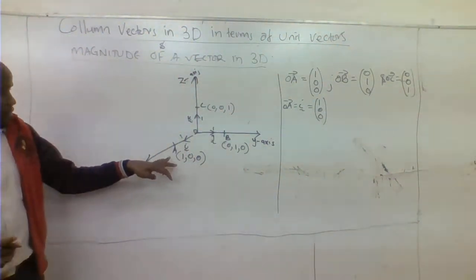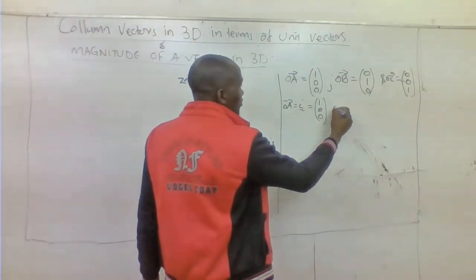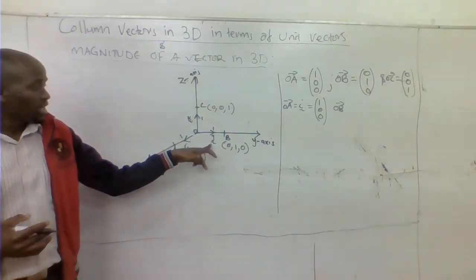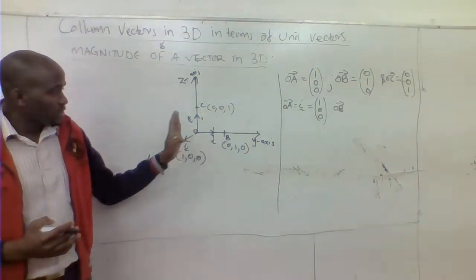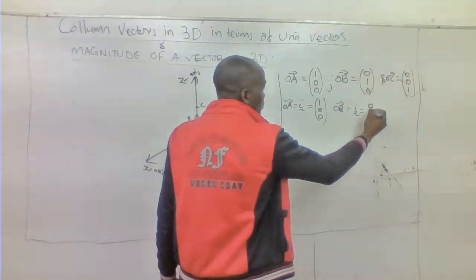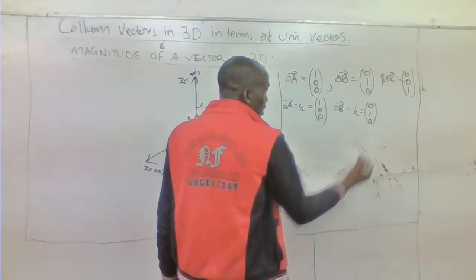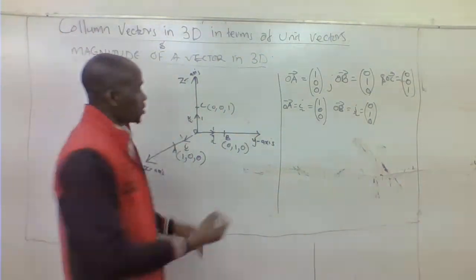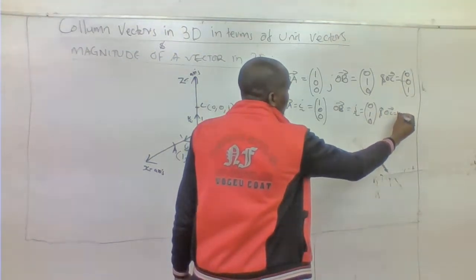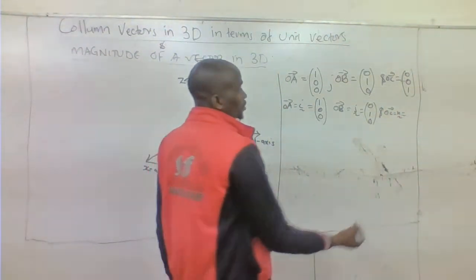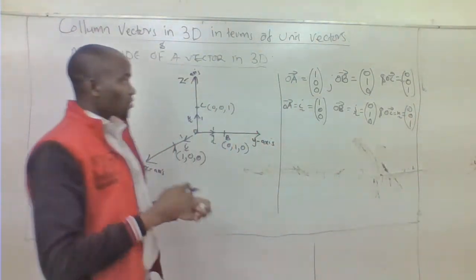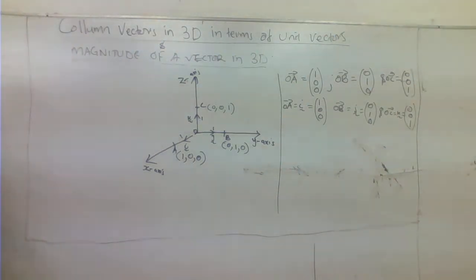Then we have vector OB, which is represented by unit vector j, because it's just one unit displacement from the origin. So this one is the same as vector j, which will be equal to 0, 1, 0. Then finally we have vector OC, which is represented by vector k, which will be equal to 0, 0, 1. So what does that tell us?